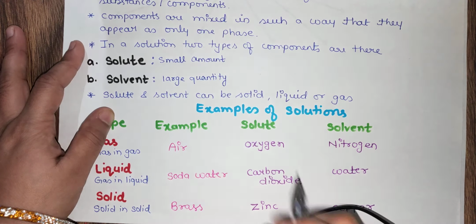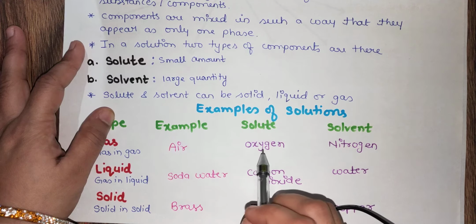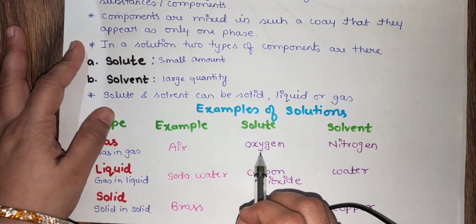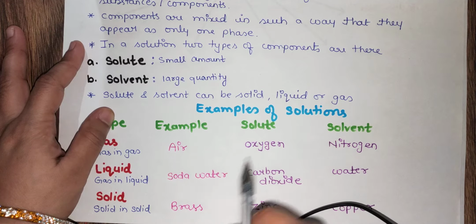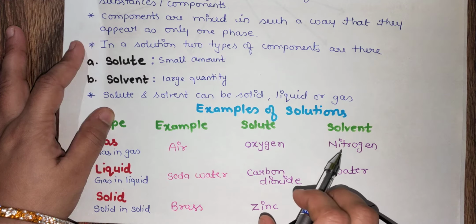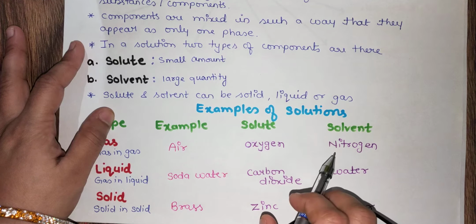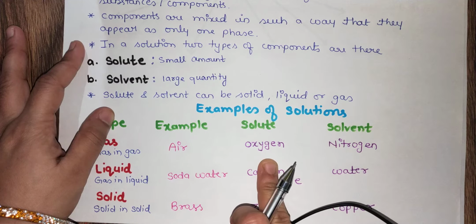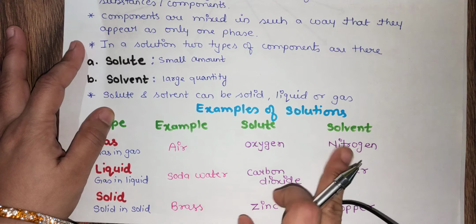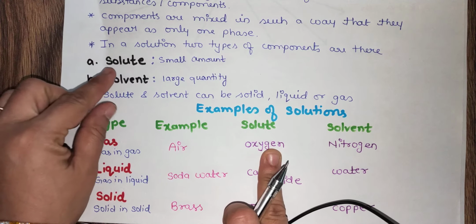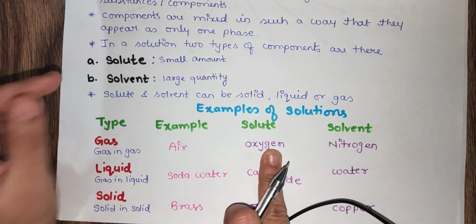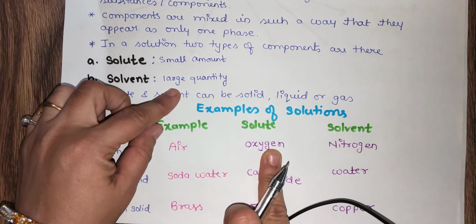So here in air, the solute is oxygen, because the percentage of oxygen in air is very less as compared to nitrogen. You know that nitrogen is 78% in our atmosphere, whereas oxygen is very less in amount, approximately 20%. So you can see that more amount of solvent is there and less amount of solute is there. The solute always has a small amount dissolved in the solution, whereas the solvent is in large amount.